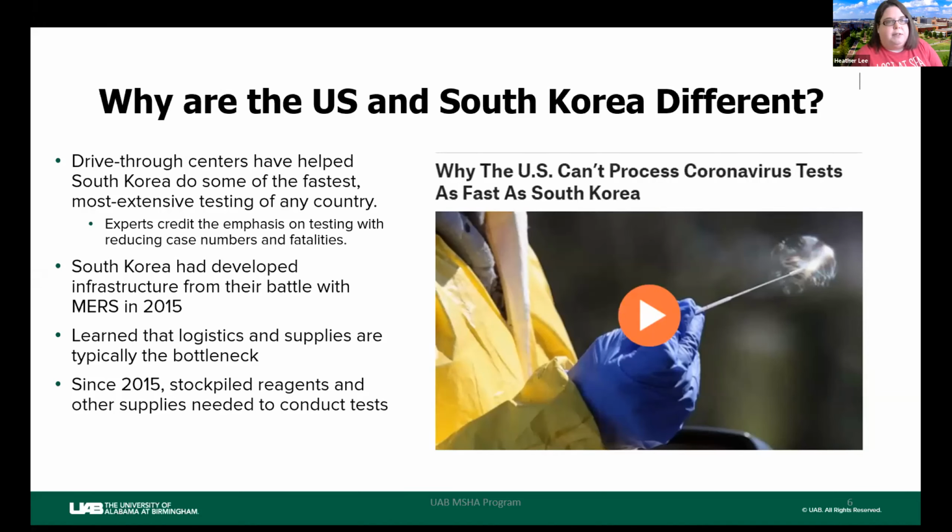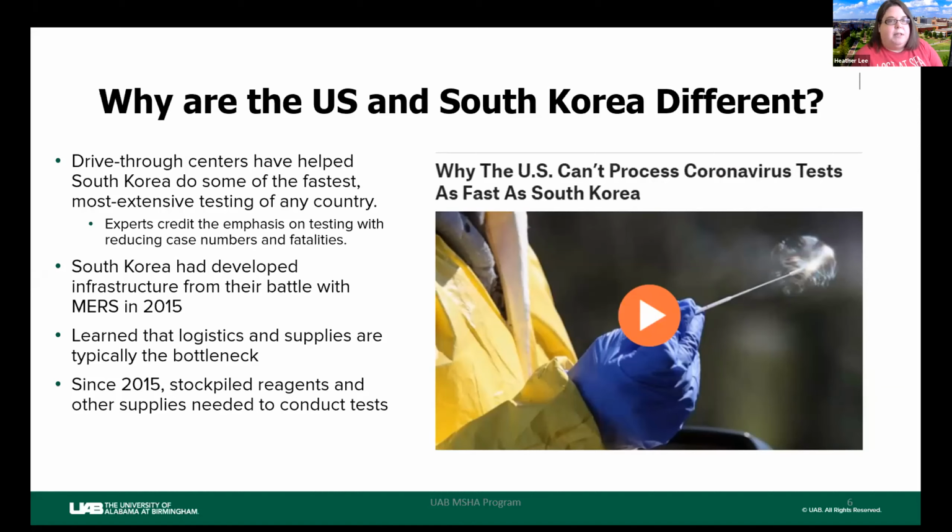Well, a couple things. First of all, South Korea really were the first ones to implement this drive-through testing center. Essentially they can do this within 10 minutes. You get the results back within a day. Obviously, you don't get out of your car, and it's free for anyone in the country.